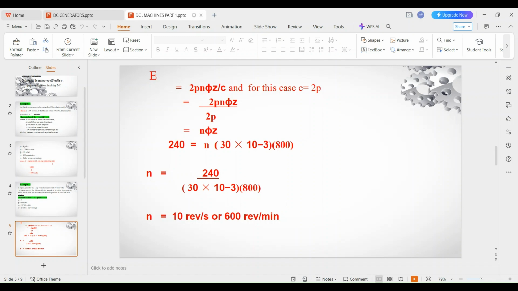And if you do your calculation, you shall get that n will be equal to 10 revolutions per second or 600 revolutions per minute. Why 600? We know that 1 minute is equivalent to 60 seconds. So you take 10 seconds times 60, we shall have 600 revolutions per minute.